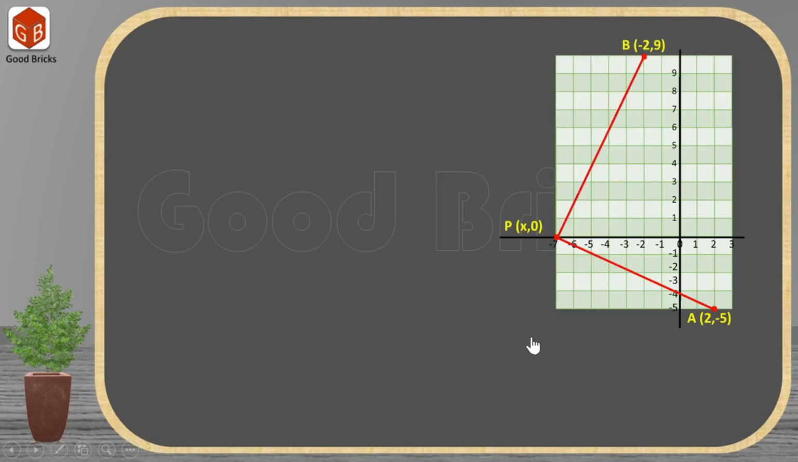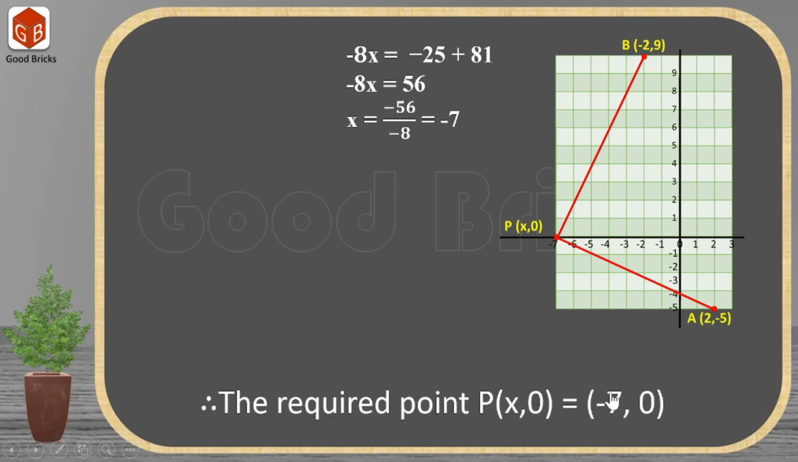When you bring this 4x towards the left side, you can write minus 8x is equal to minus 25 plus 81. Let us take this forward, and when you add these two, you will get plus 56. Finally, x is equal to minus 7, we got. So now we can write the coordinates of the point which is equidistant from point A and point B, because we need the x value. So finally we got the point, minus 7 comma 0, which is a point equidistant from point A and from point B.